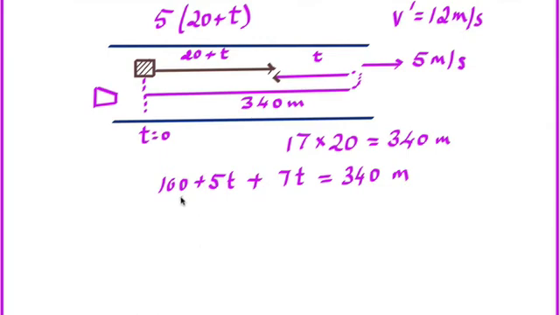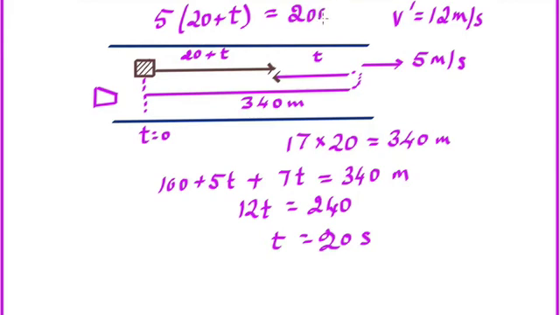Right? So we have 5 plus 7, 12t. Let me take 100 that side. That makes it 240, and that gives me t is equal to 20 seconds. In other words, the boat takes 20 seconds more going upriver before it meets the raft. So take 20 seconds and plug it in here. We get 5 times 40, that is equal to 200 meters as the distance that the raft has moved.